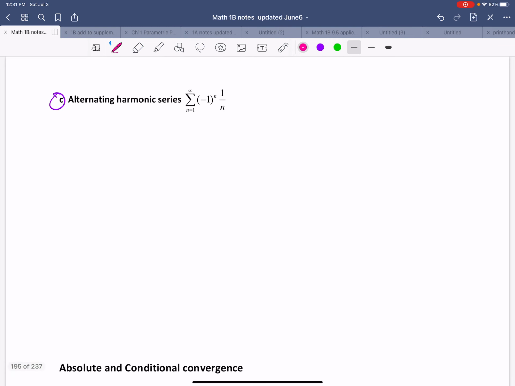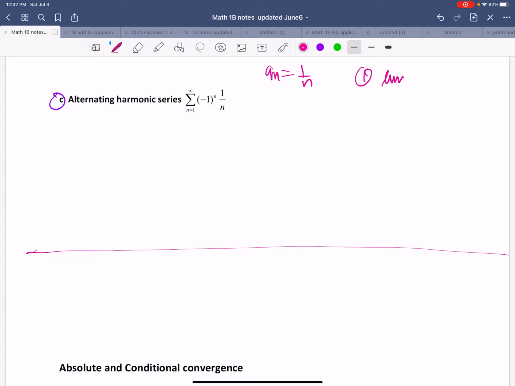Let's see another example, number 3, the alternating harmonic series. We earlier saw that the harmonic series in itself is a divergent series. The harmonic series is diverging. Let's look at the alternating harmonic series, where the signs of the terms would be switching. Here a(n) is equal to 1 over n.